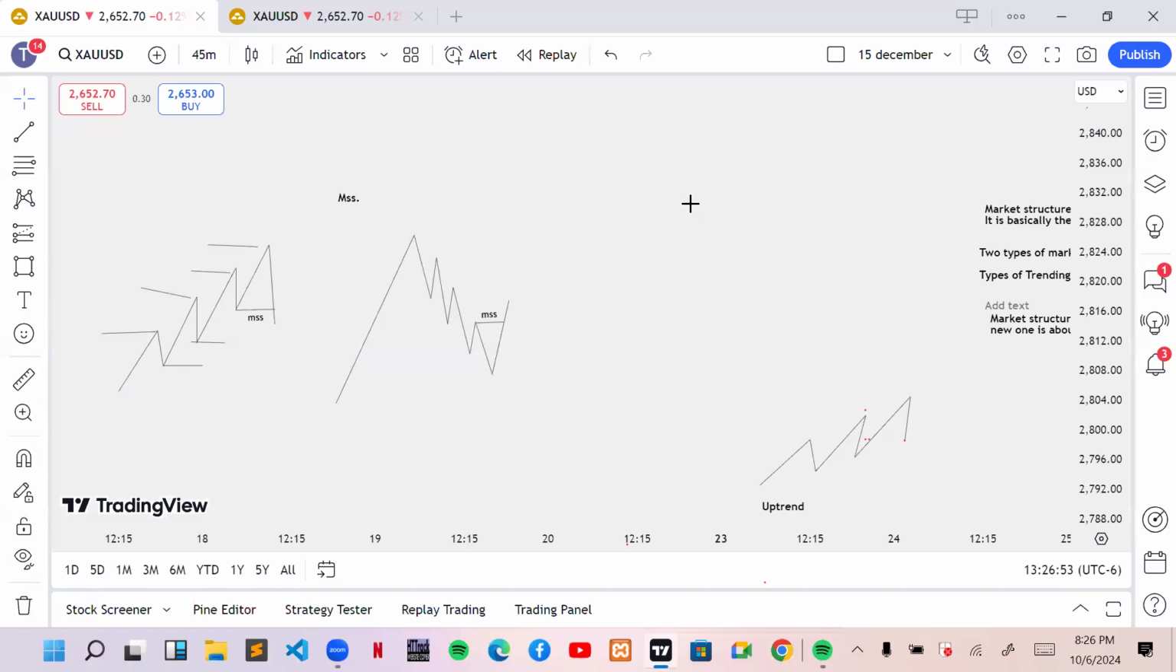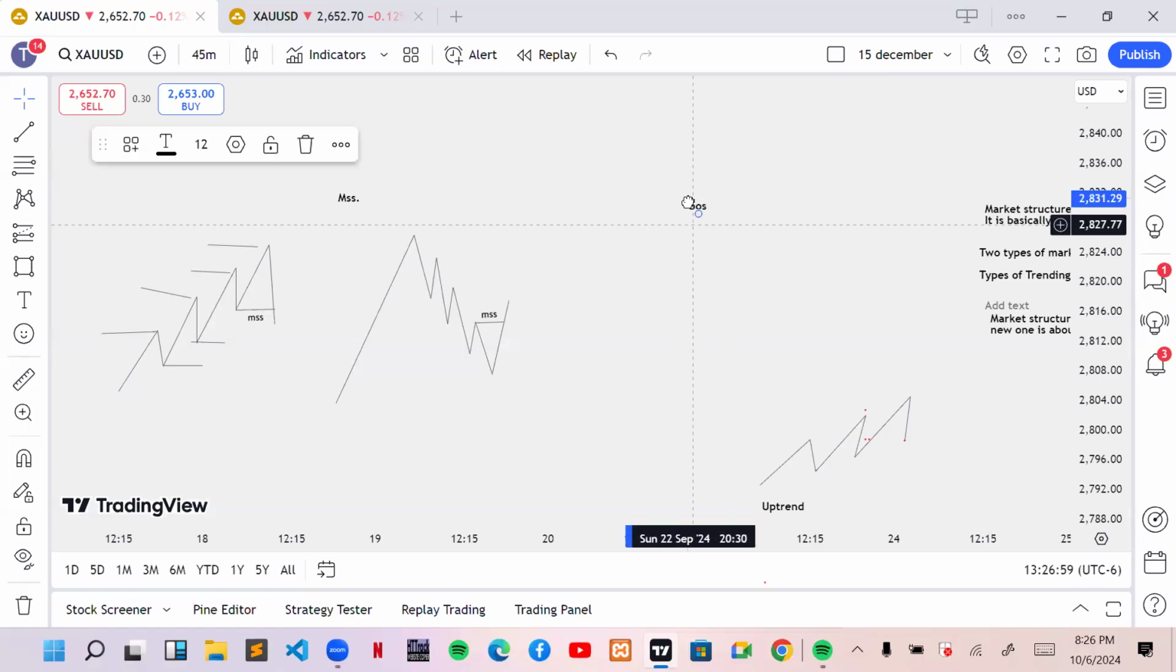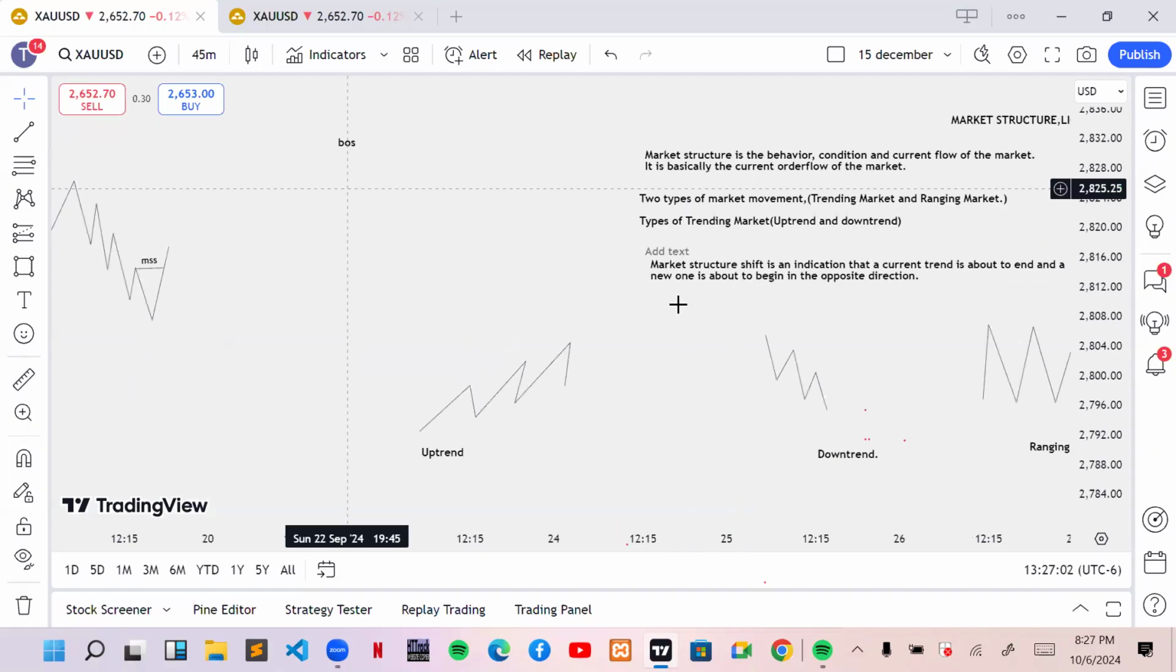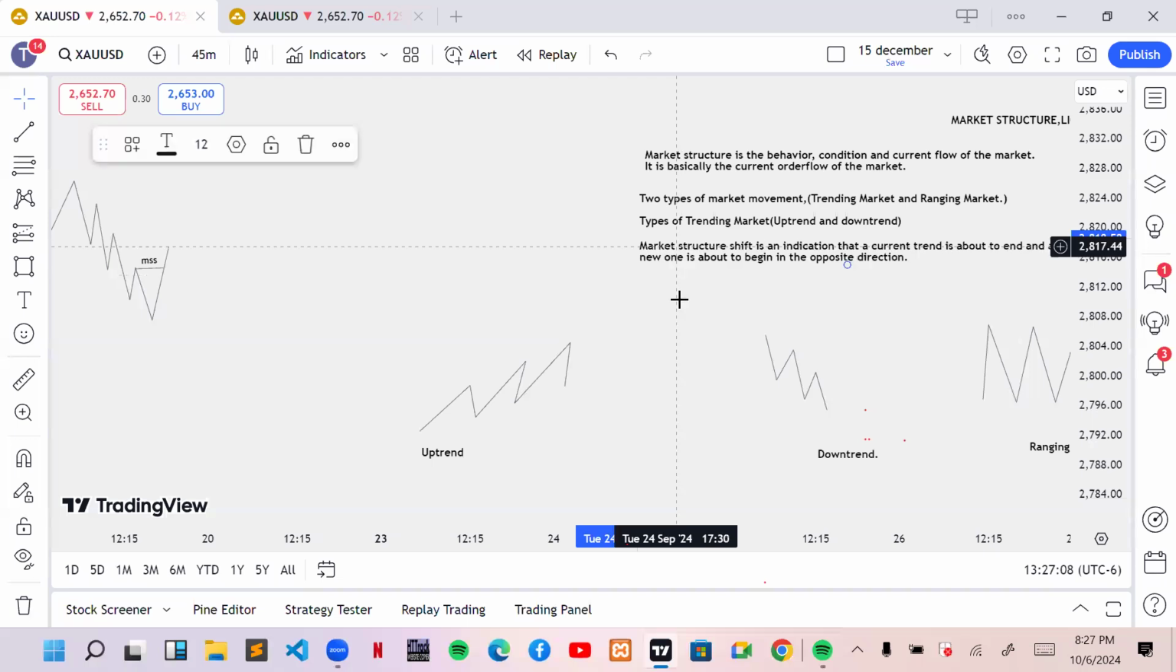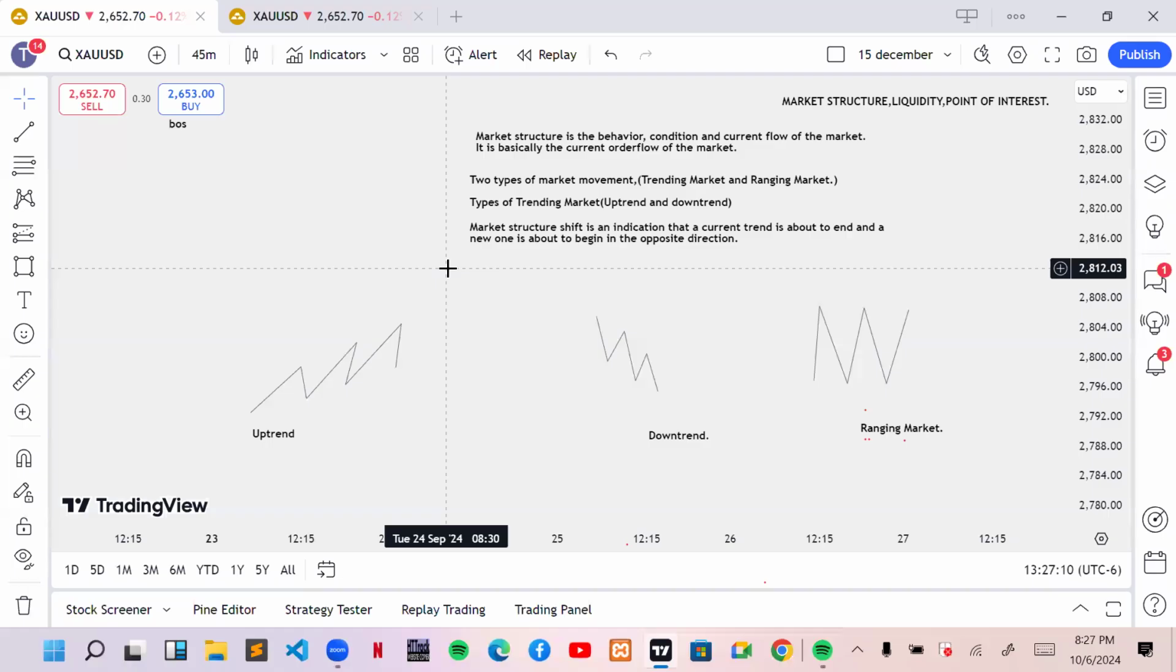Now, what do I mean by a break of structure? A break of structure is when the market breaks a significant zone in price while still remaining in the same direction it was in before. In a market structure shift, it will change trend to the opposite direction. But in a break of structure, it will break a significant zone in the market, be it a high, a support zone, or a resistance zone, but it's still going to remain in the same trend it was on before. So let me write it down.